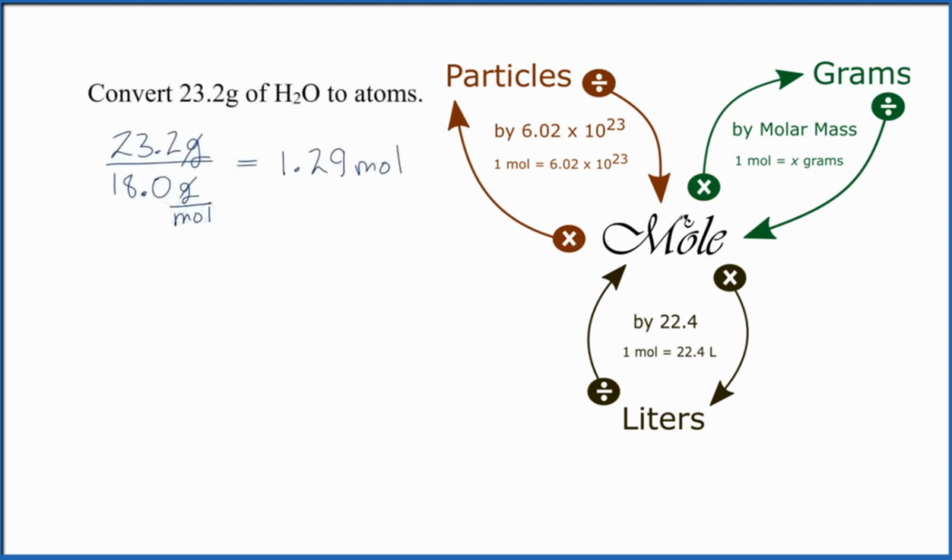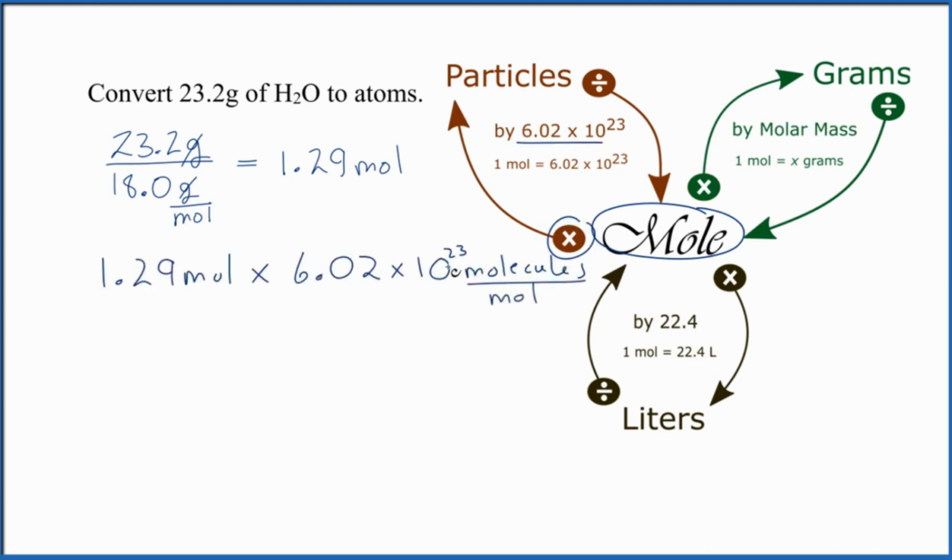So we have moles. Right here, we want to get to the number of molecules. We need to get molecules before we get atoms. So we're going to multiply by Avogadro's number. That'll give us the molecules, like this. And there are 6.02 times 10 to the 23rd molecules in 1 mole. We multiply, mole's going to cancel out. That leaves us with molecules, and we get 7.77 times 10 to the 23rd water molecules. But we want to find the number of atoms in 23.2 grams of water. So here's how we do that.